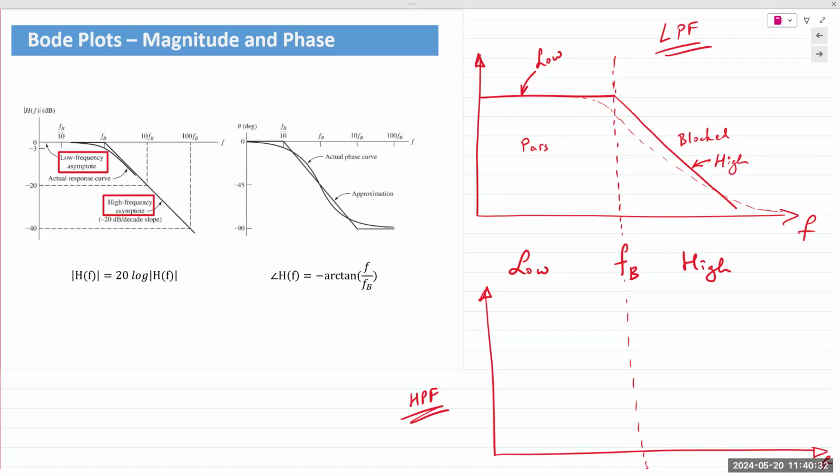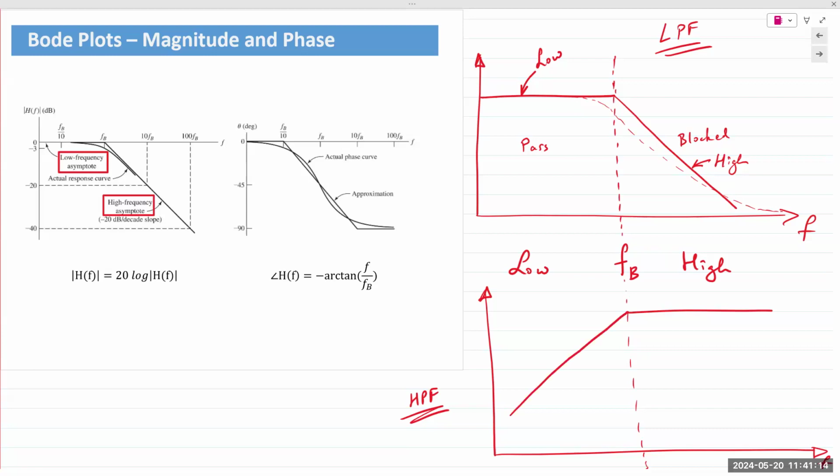Okay. So that was for low pass filter. How about high pass filter? What would the high frequency portion, or the high frequency asymptote, for a high pass filter look like? Just the high frequency portion. Flat line, right? A straight flat line, because the high frequencies are passed through for a high pass filter. And then the low frequency asymptote, of course, would be sloped.